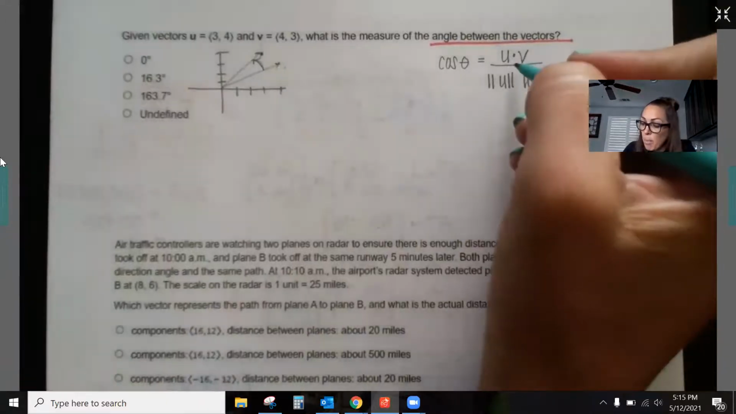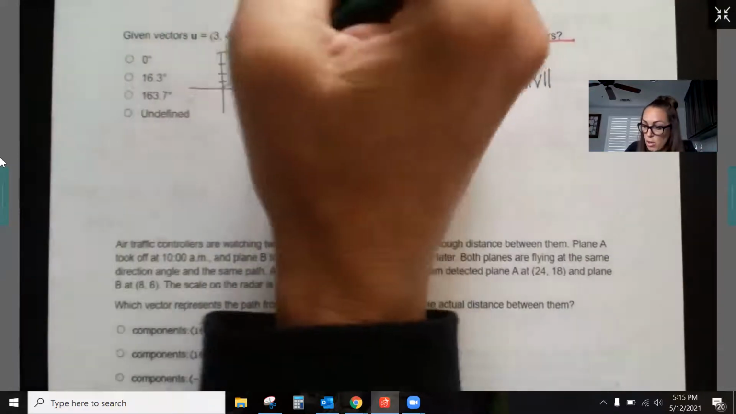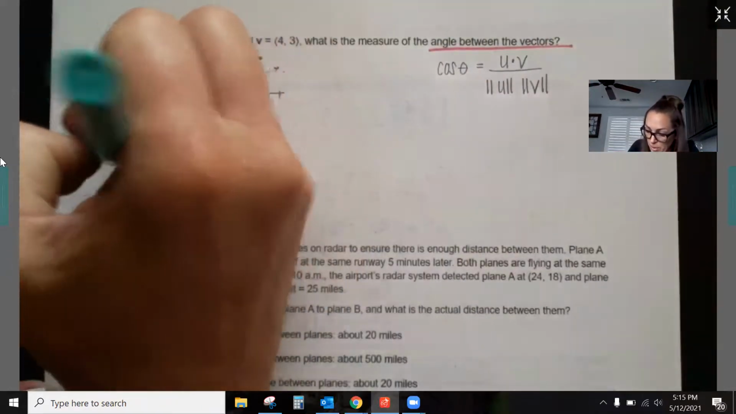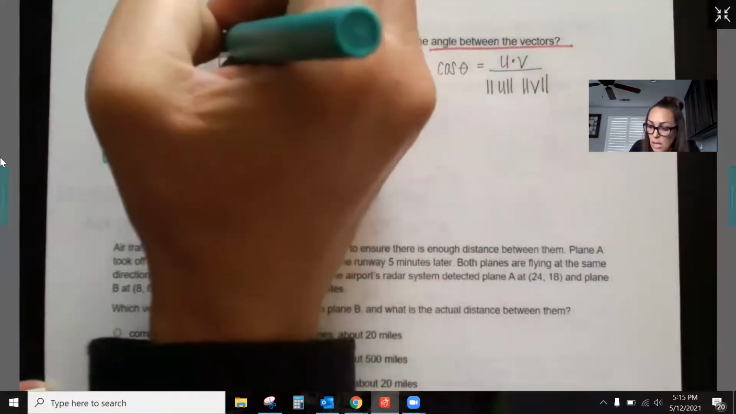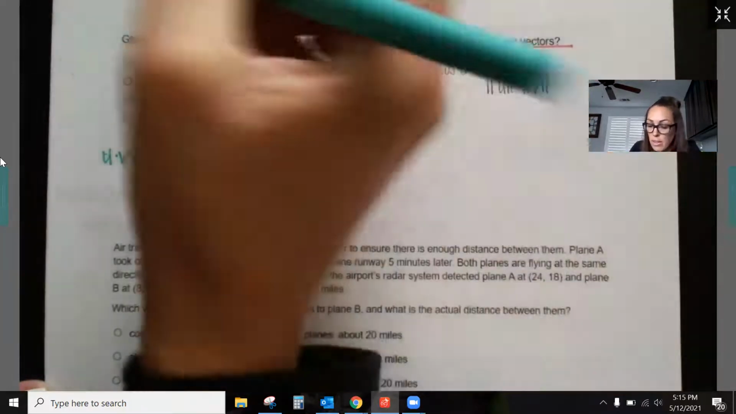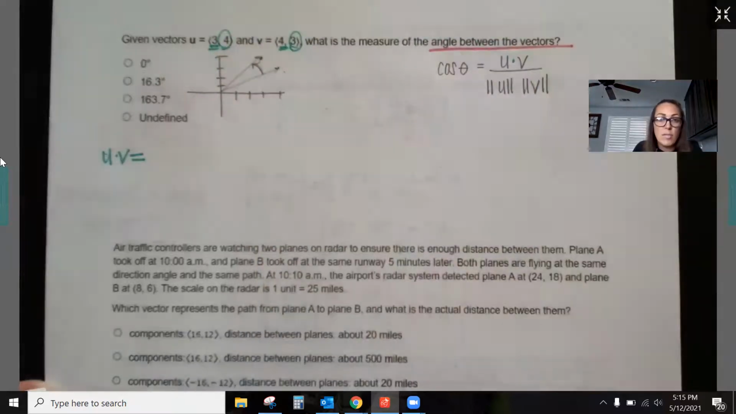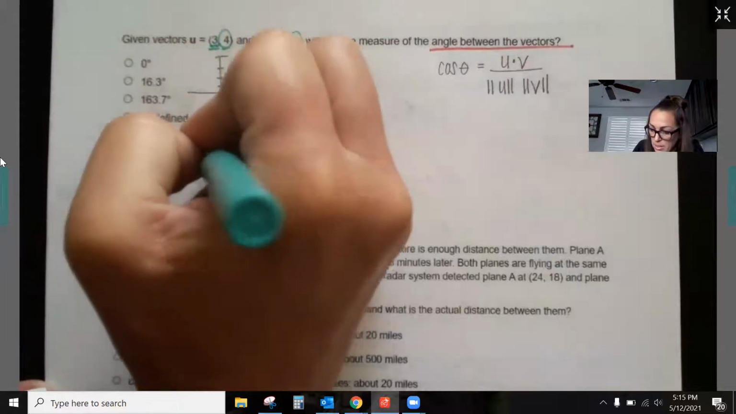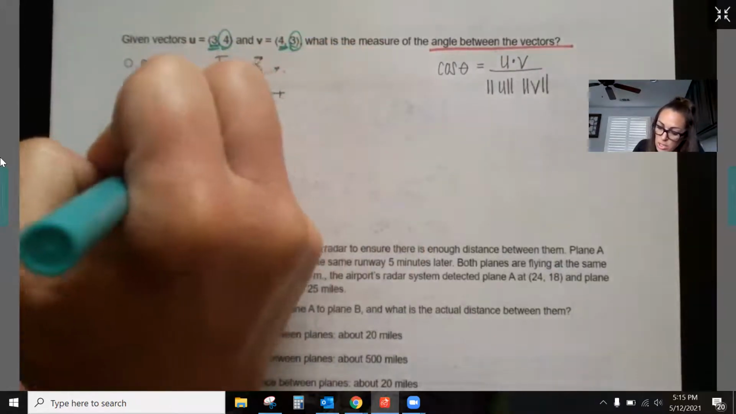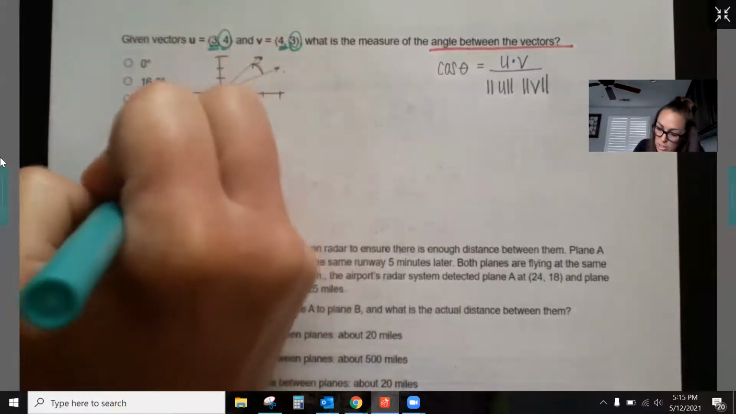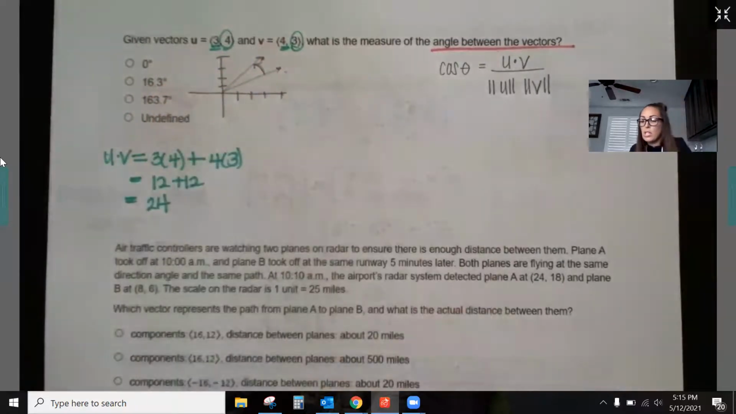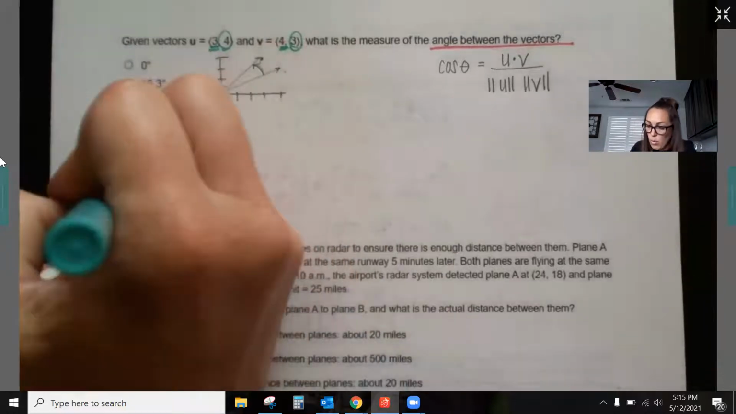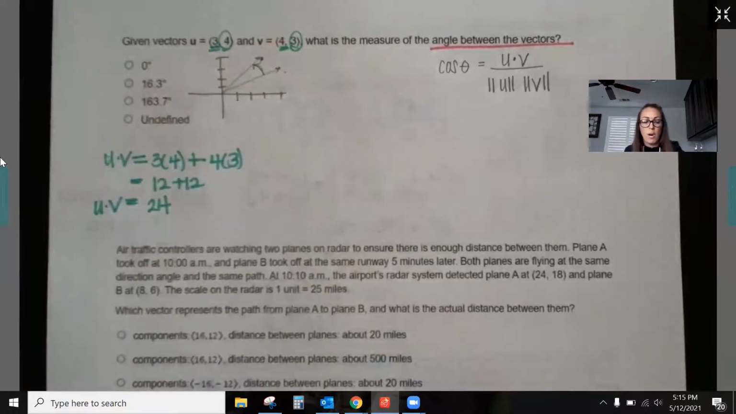So if I want to figure out the dot product of u and v, so this is my u, my v, the dot product, u dot v is equal to, I multiply the first numbers together and I add it to the multiplication of the second two numbers. So it's going to be 3 times 4 plus 4 times 3. So it's going to be 12 plus 12, which is going to give me 24. So the dot product of u and v is 24. But I've also got to figure out my magnitude of u and my magnitude of v.